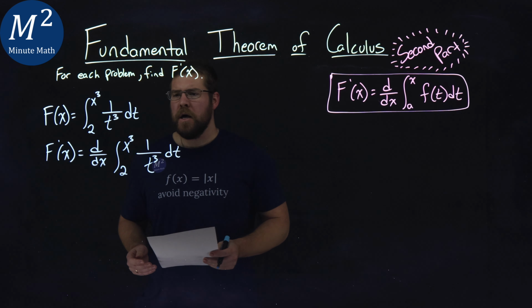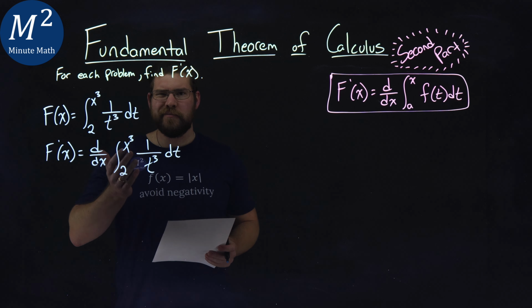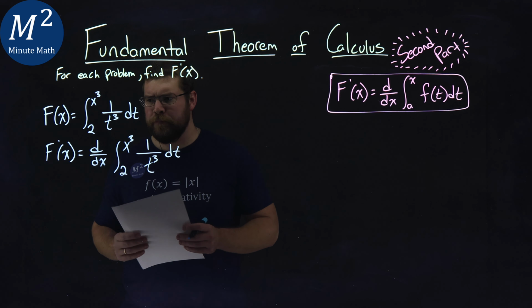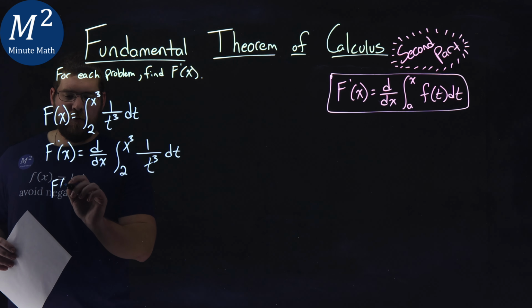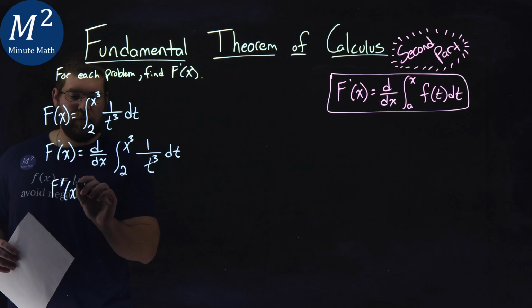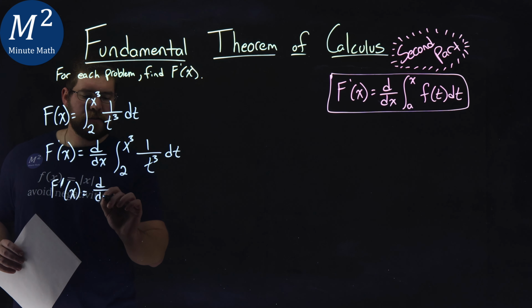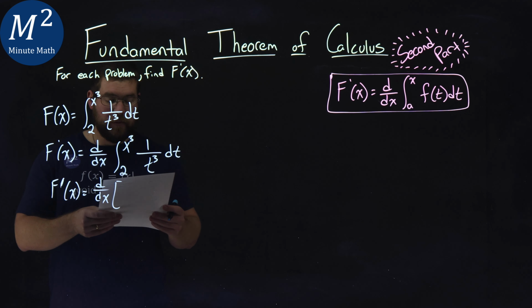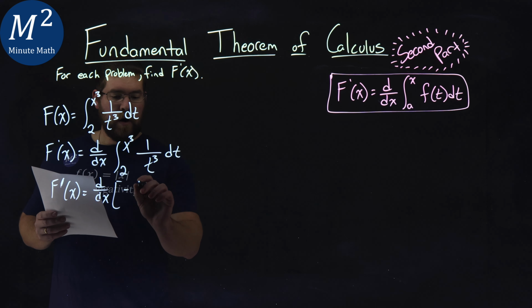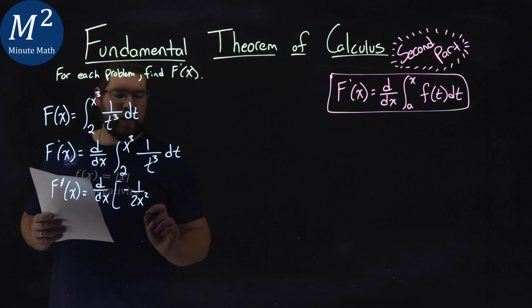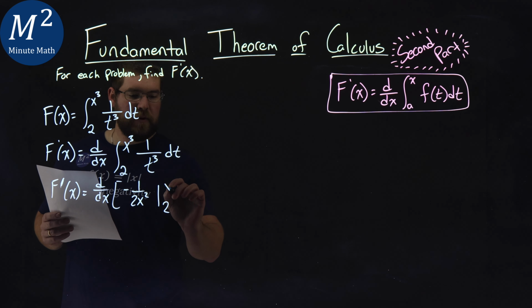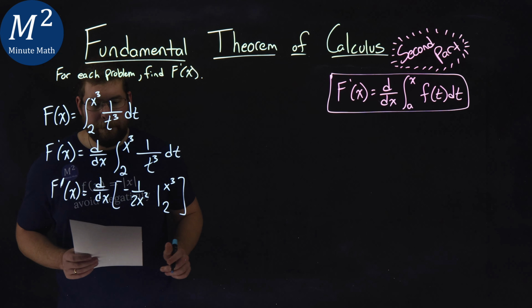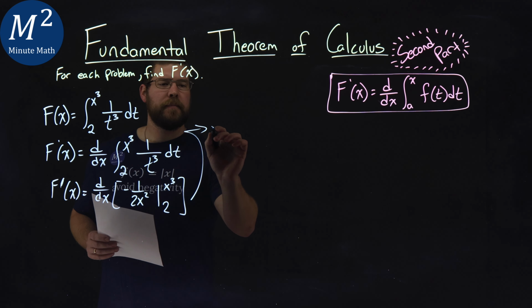From here we need to first find the integral. So keep my f prime of x here, equals d over dx of, well, what's the integral of 1 over t cubed? That comes out to be negative 1 over 2t squared. And we're integrating this from 2 to x to the third power. Let's continue this up here.